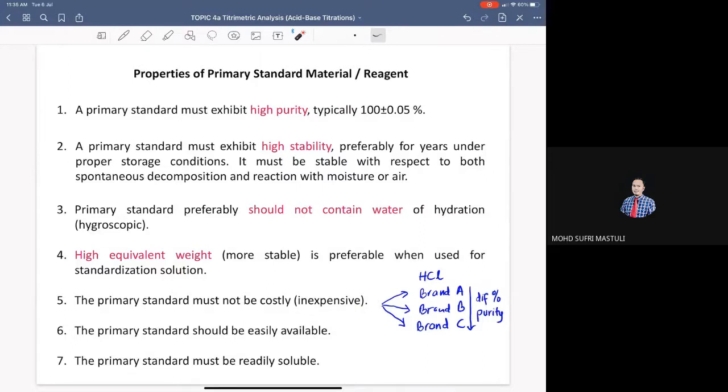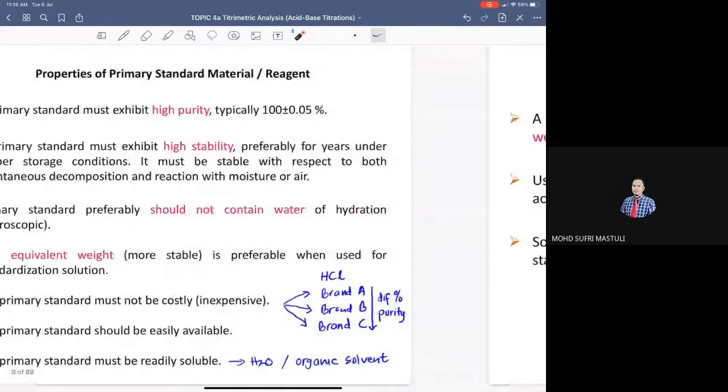And also the chemical should be easily available, and it can be soluble in many solvents, for example, soluble in water, or soluble in organic solvent. Okay, so these are the properties of a primary standard material: high purity, highly stable, not containing water, and high equivalent weight. Okay, how do we prepare the standard solution?